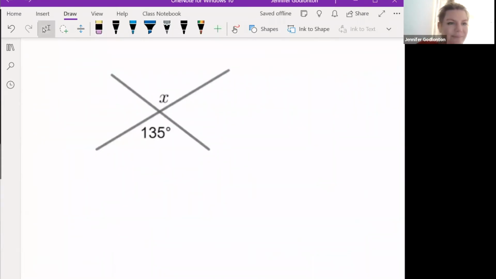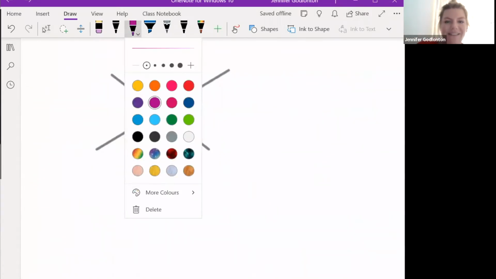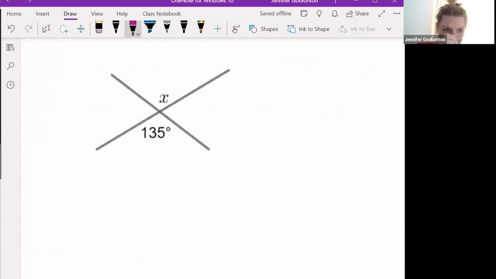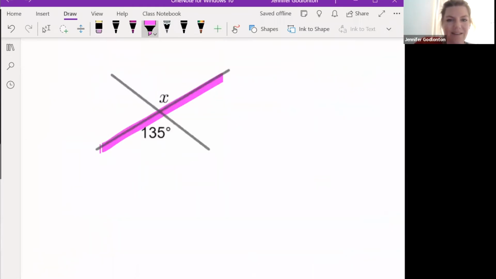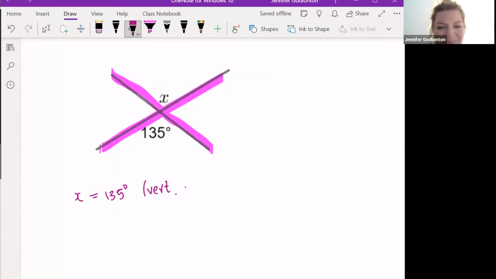Next one. Ayanda has just kept his hand up. Ayanda, we're all yours. Tell me what X is going to be and what my reason is going to be. Ma'am, X is equal to 135, vertical opposite angles. Yes, angles. So X is equal to 135 degrees, vertically opposite angles are equal. Beautiful. Thank you, Ayanda. Nice.